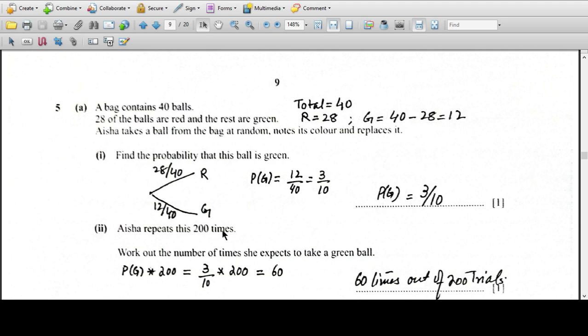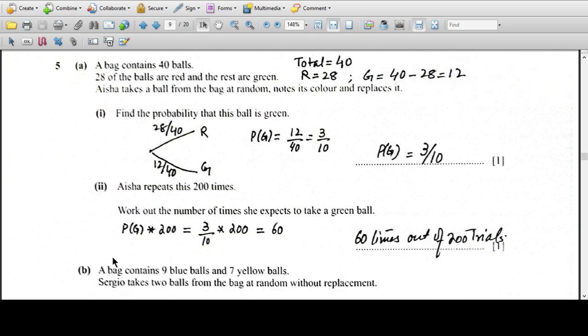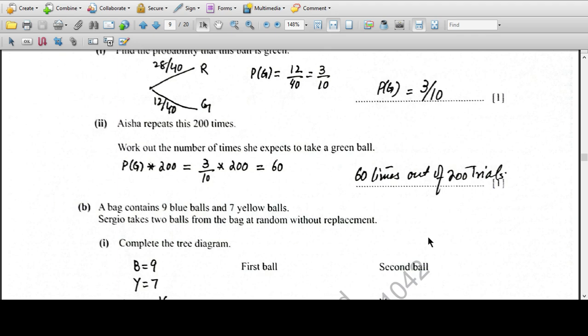Aisha repeats this experiment 200 times. Work out the number of times she expects to take a green ball. So the number of trials she takes is 200, so multiply with this probability, we get this 60. So the estimated number of times she may get green is 60 times out of this 200 trials. A bag contains 9 blue balls and 7 yellow balls. Sergio takes 2 balls from the bag at random without replacement.